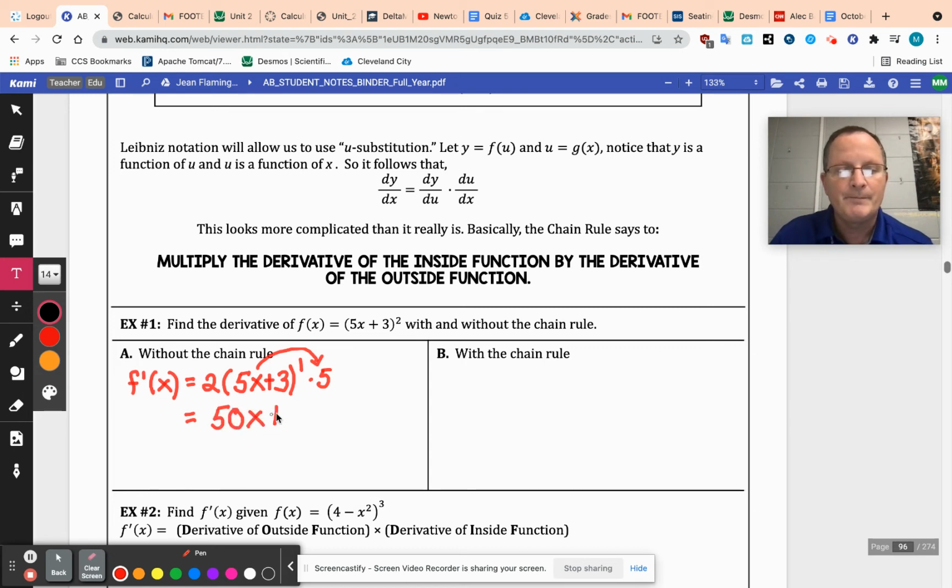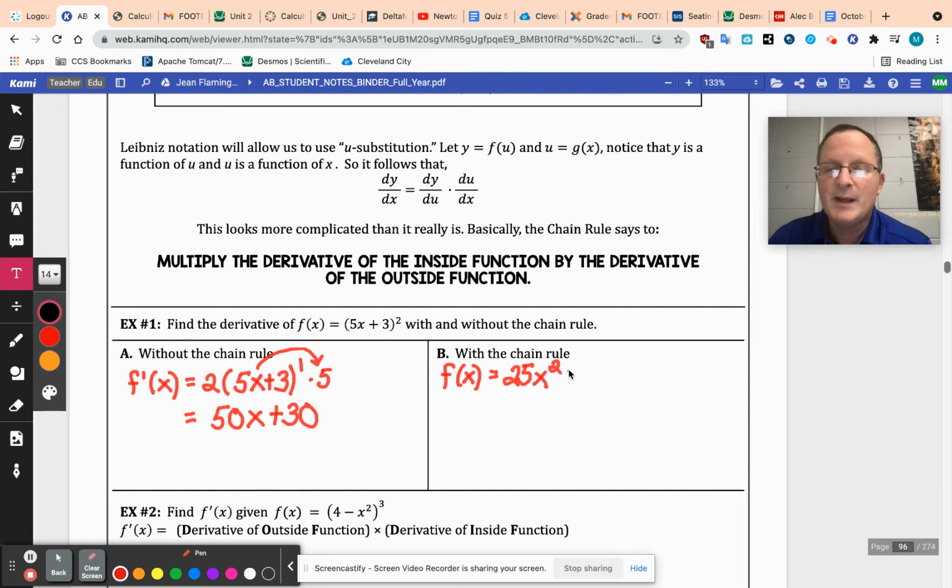Now, I love this because without the chain rule, this is one where we could do it without the chain rule just by expanding this. So f of x, this would be 25x squared plus 30x plus 9. So this is one that you could have done the derivative of without knowing the chain rule.